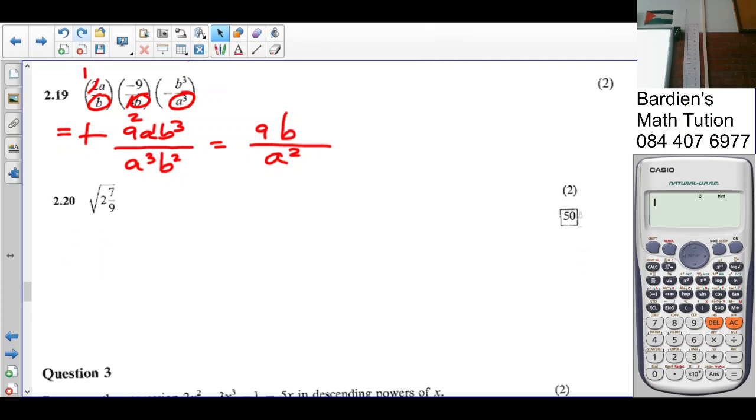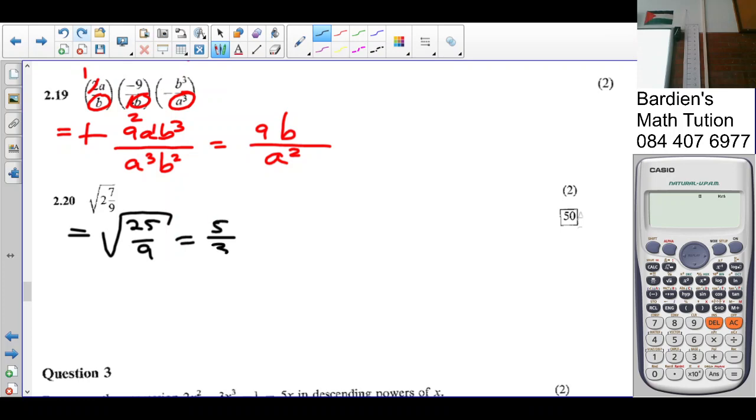Yes, right. 2.20. What must be done first here? Improper. So 9 times 2 is 18. 18 plus 7? 25. 25 over? What's the square root of 25? 5. Square root of 9? 3. Any confusion here? No, sir. Okay.